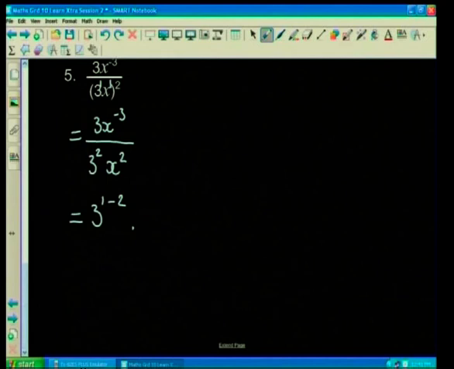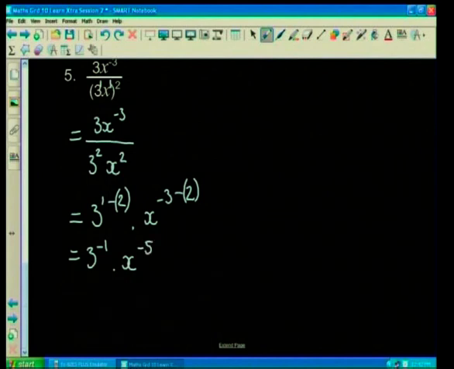Times by, I've got x to the negative 3 at the top, minus, and I've got 2 at the bottom. Remember, if you want to be absolutely correct, you put the brackets in there, but because it's one term, it's okay to leave them out. It's just a wise move to have them in. 1 minus 2 gives us an answer of negative 1. And minus 3 minus 2 gives us an answer of negative 5.